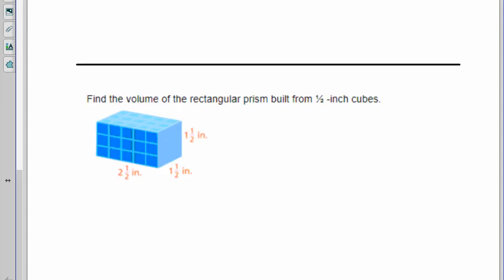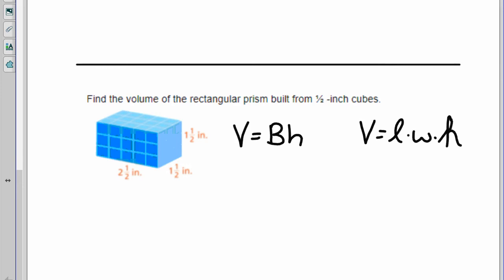So here you go. We want to find the volume of this rectangular prism, and it's made of 1/2 inch cubes. Don't worry about that so much. Volume is the area of the base times the height, or you could say volume equals length times width times height. Pick one of those formulas, fill in your numbers, and come up with an answer. We'll talk about it in class.